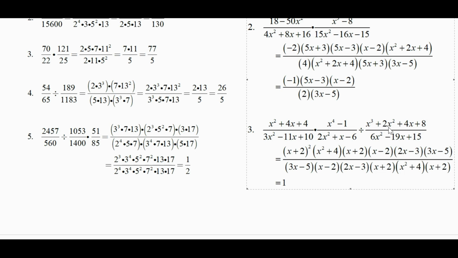This one can be factored by grouping. Group the first two, group the last two, factor an x squared out and you're left with x plus 2. Then factor a 4 out and you're left with x plus 2. Then factor the x plus 2 out and you're left with x squared plus 4. Now, actually it turns out every single thing cancels in this one if you look. X plus 2 squared here, here it is, here's one and here's the other one down here. X squared plus 4 is here, here it is. X plus 2 is here and here.